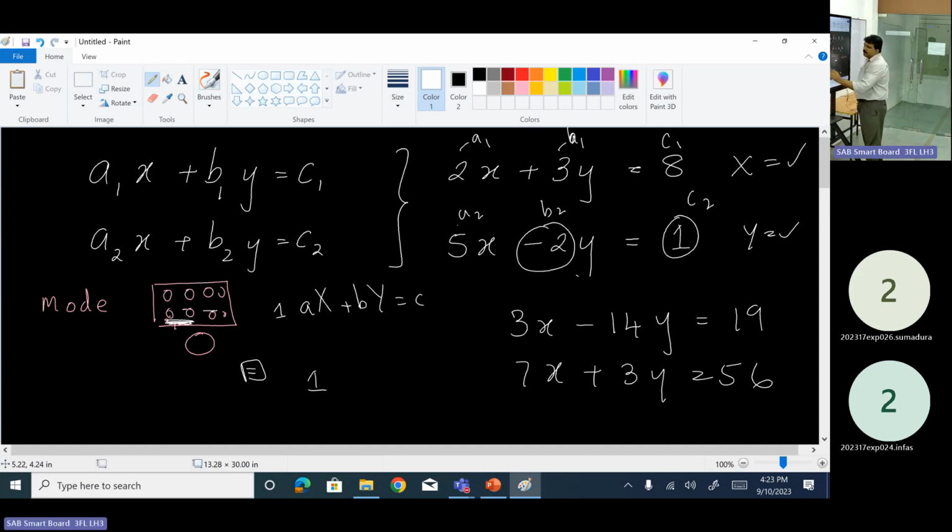Now when you press 1 you get a matrix like this. Here the cursor will be blinking, so at this point what is the value you have to give? 2. So 2 equal, then it will take 2 here and jump on to the next level. 3 equal, it will take 3 and jump on to the next level. 8 equal, then 5 equal, minus 2 equal, 1 equal.